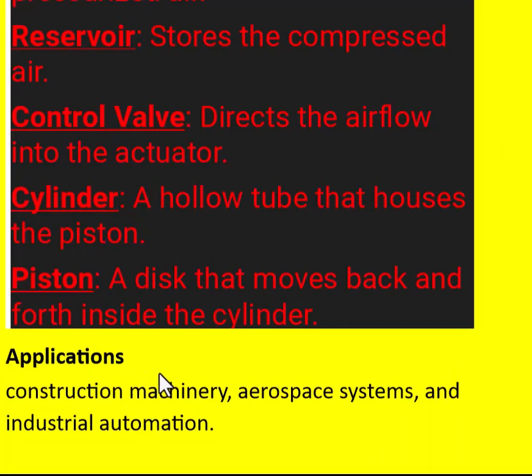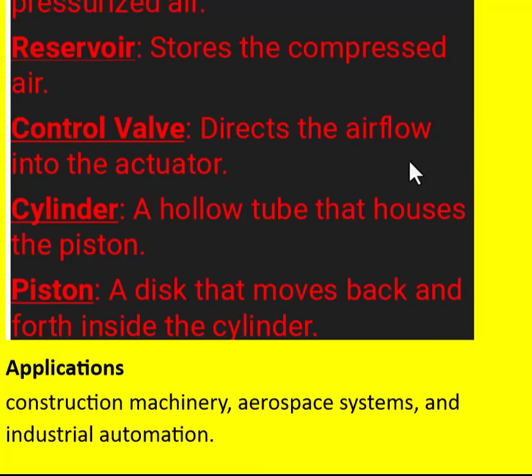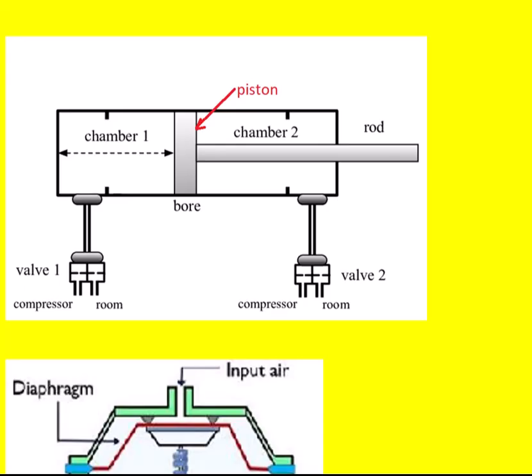And coming to its applications, it is used mainly in construction machinery, aerospace systems, and industrial automation. Let me summarize once again. So the purpose of the pneumatic actuator is to provide the high force with precise control. So this has a similar construction to that of the hydraulic actuator.